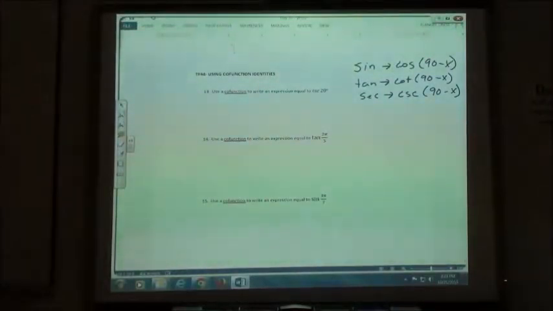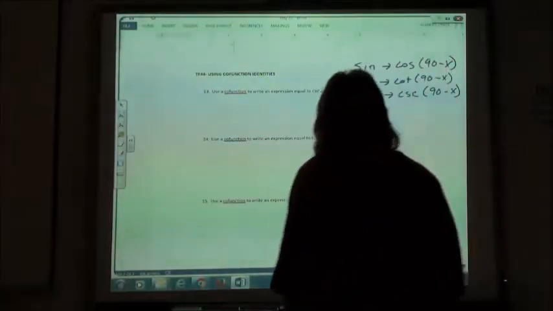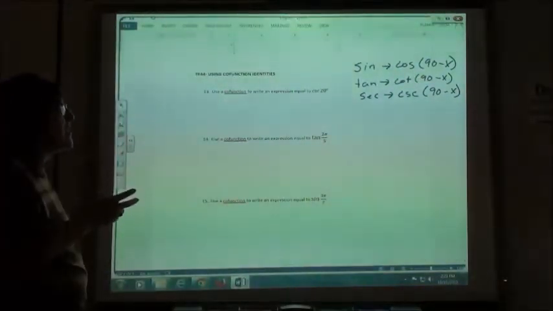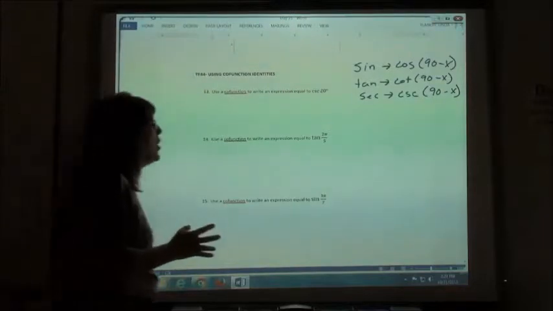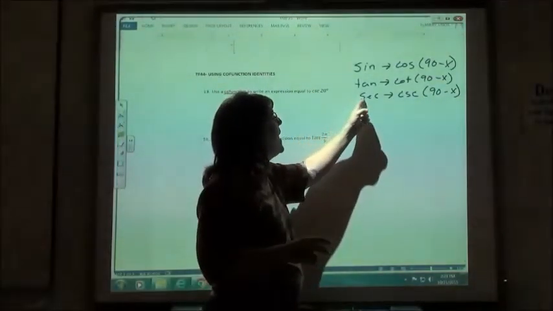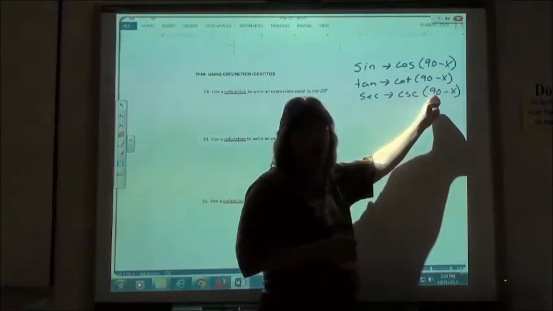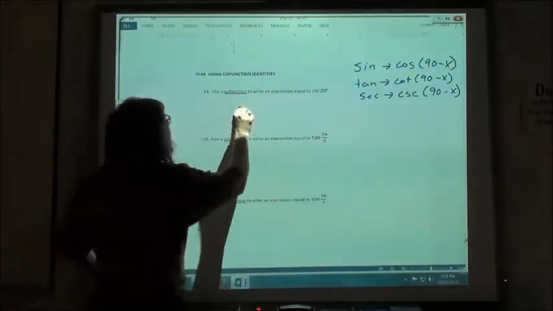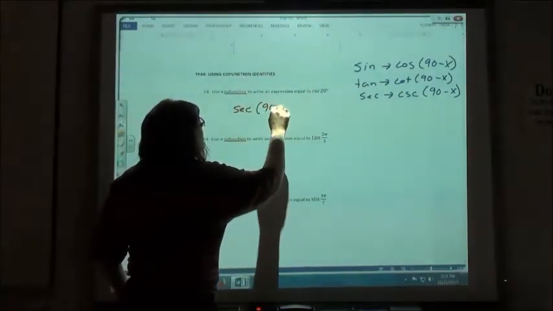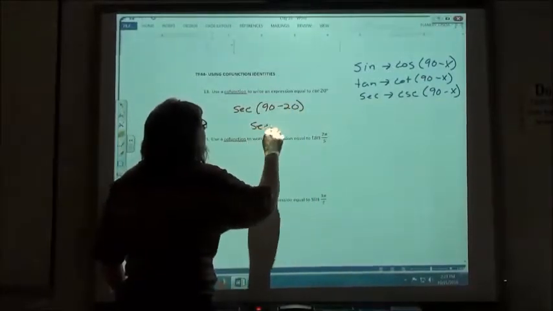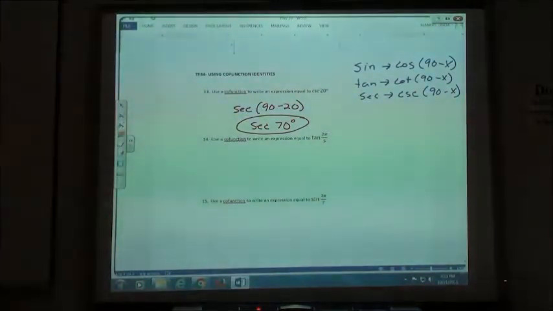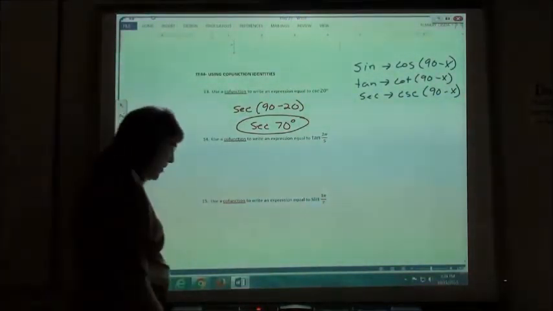Using cofunction identities, it says use a cofunction to write the expression that's equal to the cosecant of 20 degrees. Sine and cosine are cofunctions. Tangent and cotangent, secant and cosecant. Whichever this is, you're going to use the opposite one and then take 90 or pi over 2 minus the angle. So in this case, since I have cosecant, I'm going to have the secant of 90 minus 20. So I get the secant of 70 degrees for my cofunction to the cosecant of 20.